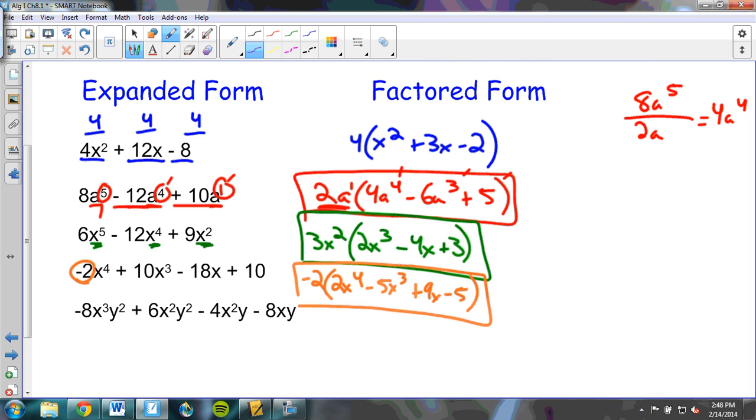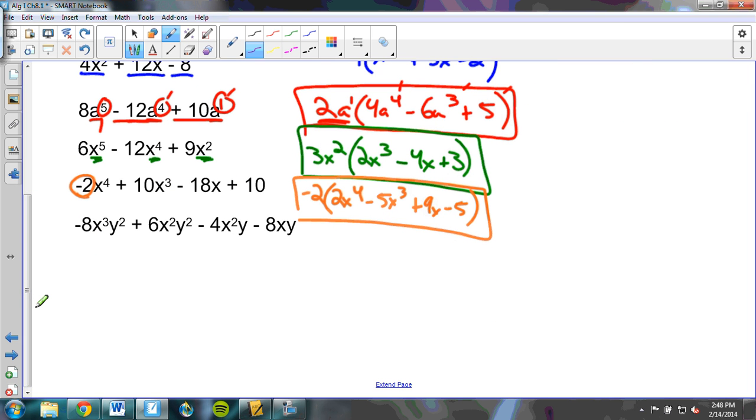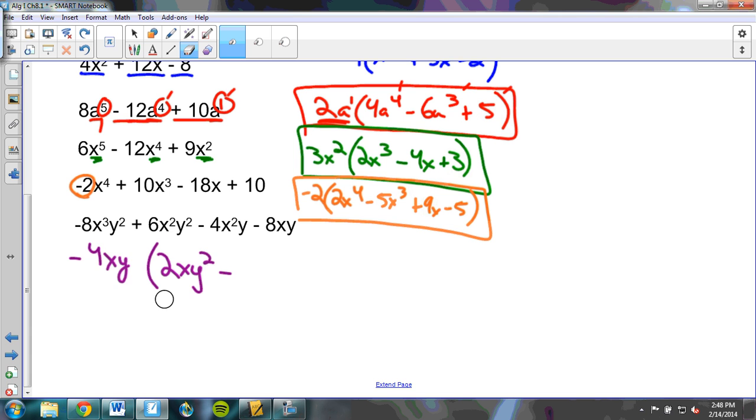And finally, again, pause and try it on your own if you'd like to. I can pull out a negative 4xy. What these have in common is a negative 4xy. So let's see what happens. I pull that out, and I get positive 2x squared y minus, oh, they have a 4 in common. They have a 2 in common. All I can pull out of these is a 2.